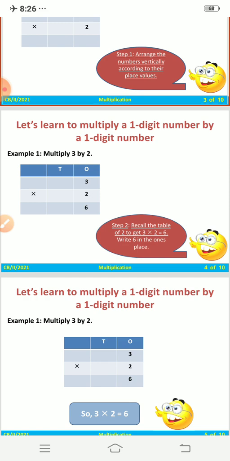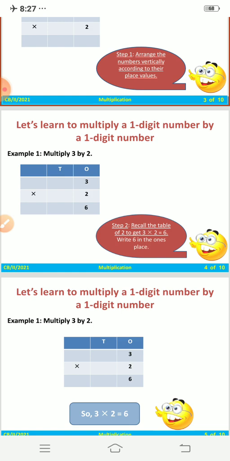Okay. So now you have to recall the table of 2. Do you know the table of 2? Yes, we all know it, right? So the table of 2 is 1 two is 2, 2 twos are 4, then what? 3 twos are 6. Okay, so now we got the answer 6. So now you have to write 6 in the ones place, and you will write 3 and 2 in the place of ones too, right? Even the number 6 you will write in the place of ones.